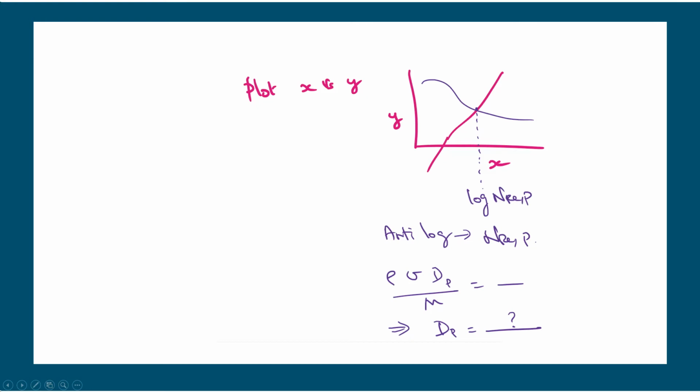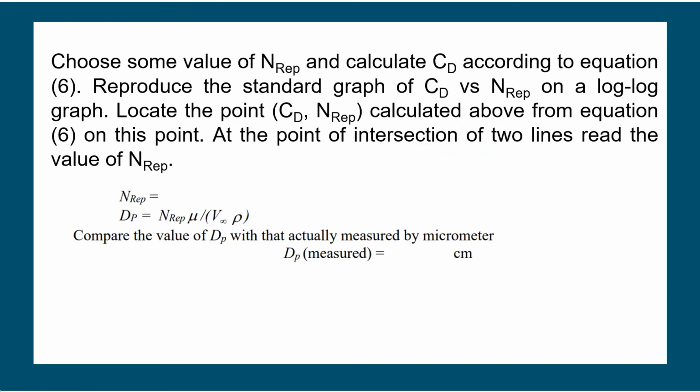Once you note down the point of intersection, take the corresponding x-axis value, which is log Reynolds number of the particle. If you take the antilog, we get the Reynolds number of the particle, which is nothing but, from the formula, rho V d by mu. So d is the unknown here, with rho, terminal velocity V, and mu known, to find the diameter of the lead particle whose diameter was unknown.